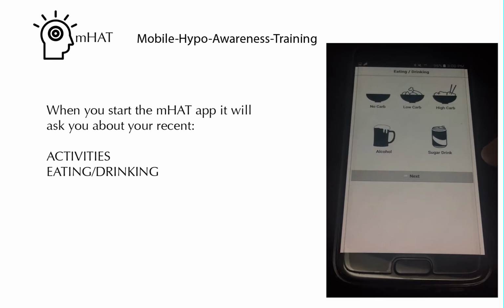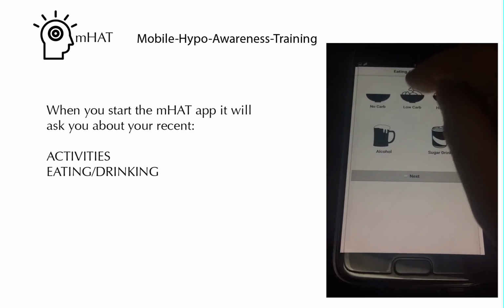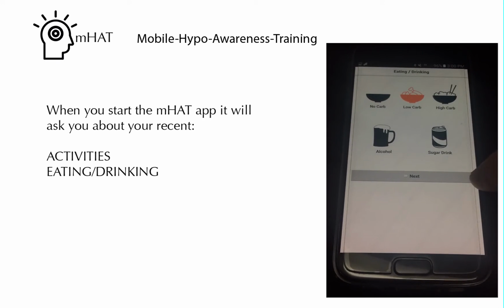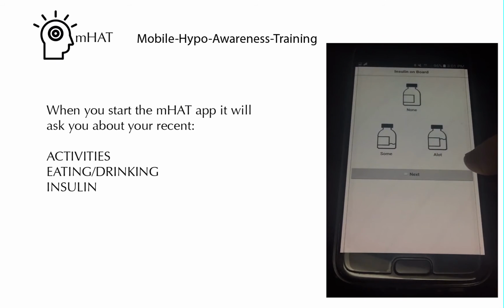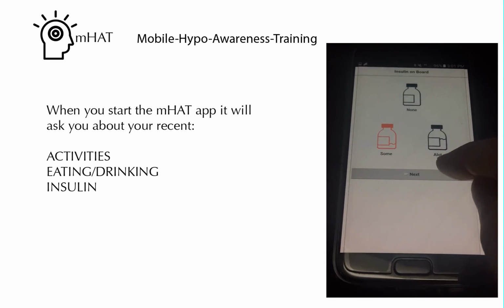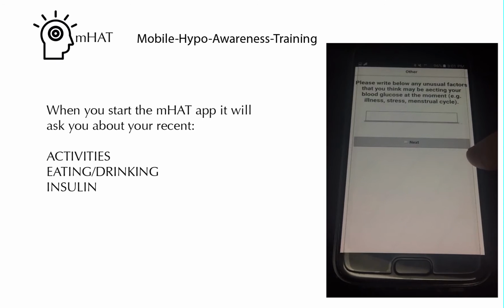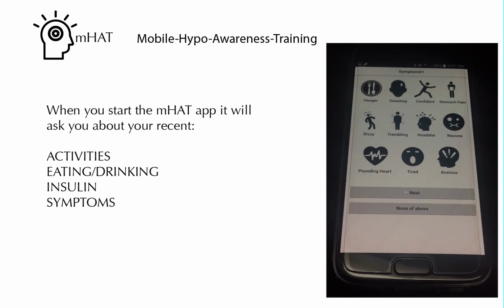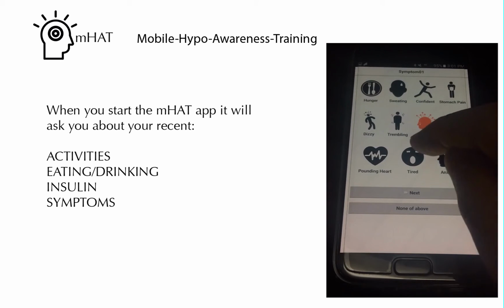Now it's on food, any alcohol, sugary drinks. Same for insulin on board, whatever you think makes sense to you. On the next couple of screens, you're going to see a list of symptoms. Again, just press the screen, as many symptoms as you think is appropriate. That kind of describes how you're feeling at the moment.